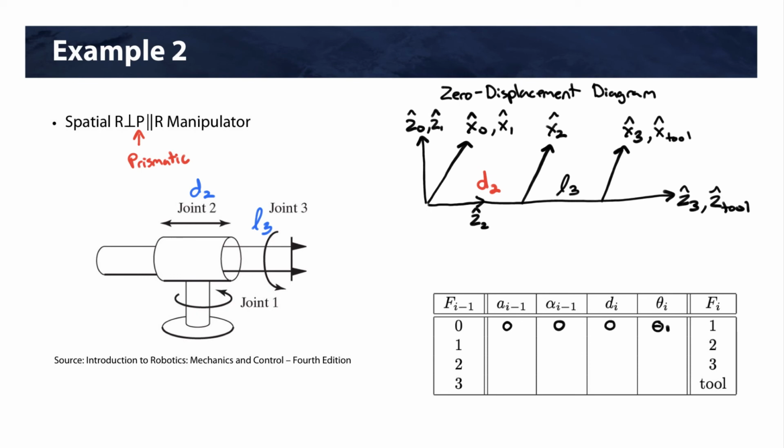All right, we're at frame 1 and we want to go to frame 2 now. Okay, so a is the distance between Z's. Well, Z1 is up and Z2 intersects Z1, so there is no distance, so that has to be 0. All right, now we get to alpha. Alpha is the angle between Z's. Right, so Z1 is up and Z2 is horizontal. So obviously there's going to be an angle between the two. And in this case it's 90 degrees.